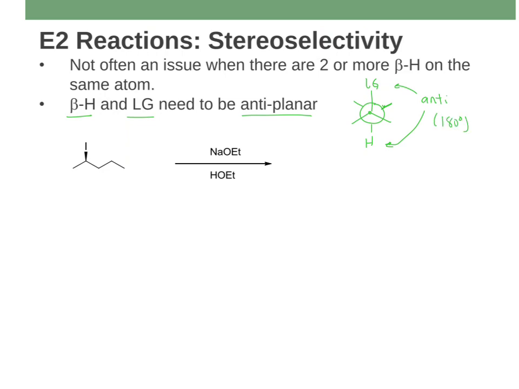We don't want them gauche. We don't want them syn, right? We don't want 0 degrees. Well, I mean, you can do 0 degrees, but that's eclipsed, so it's a higher energy transition state, not as easy. But we need them to be anti. We need to be in the same plane, right? They're in the same plane. They're lined up in the same plane there, so that the electrons can move from one to the other.